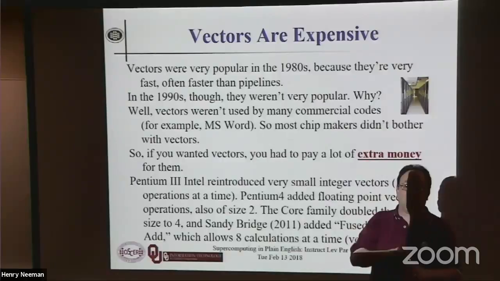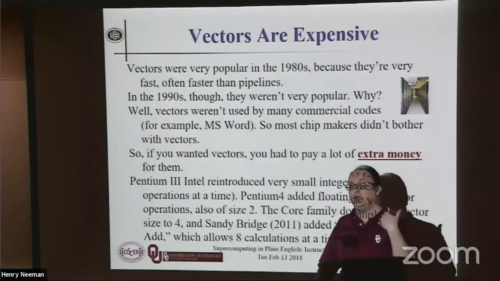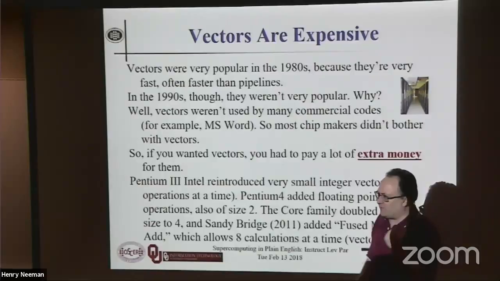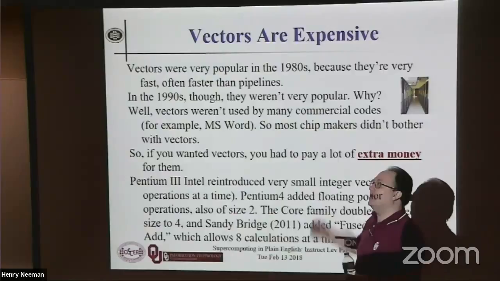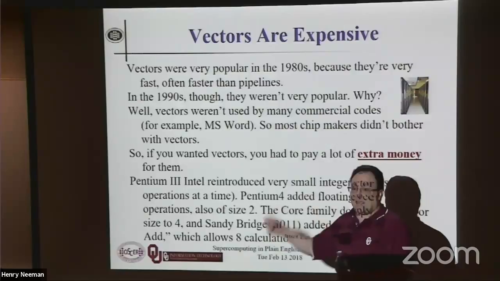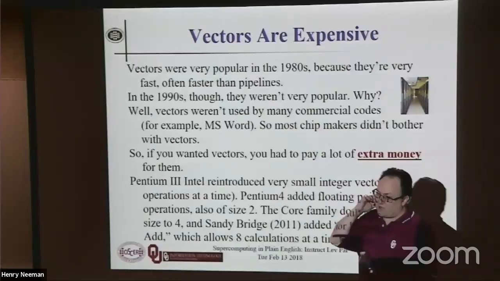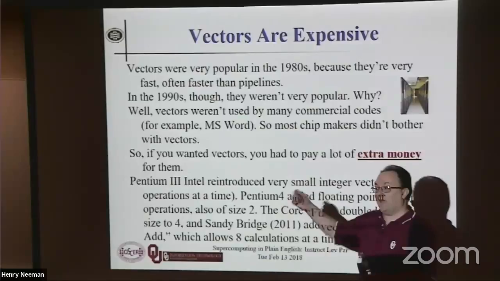And then there was XMM, and then they started having floating point vector instructions, again, of length 2. I think that was the Pentium 4, where that first came up. And it's been getting bigger and bigger since then. So in Skylake, which is the latest server chip, and Kaby Lake has the same architecture, you have a vector of length 8 for double precision, 8 double precision operand sets.